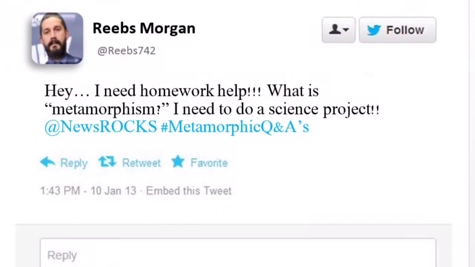And now on to our next question. Reeves Morgan, at Reeves742, said, "Hey, I need homework help. What is metamorphism? I need to do a science project." Thanks, Reeves. Metamorphism is when intrusive or extrusive magma heats and compresses the surrounding rock. There's two types of metamorphism, local and regional. Local is when the change occurs in a small area surrounding an intrusion. Presently, it is along fault lines or volcanically active areas.